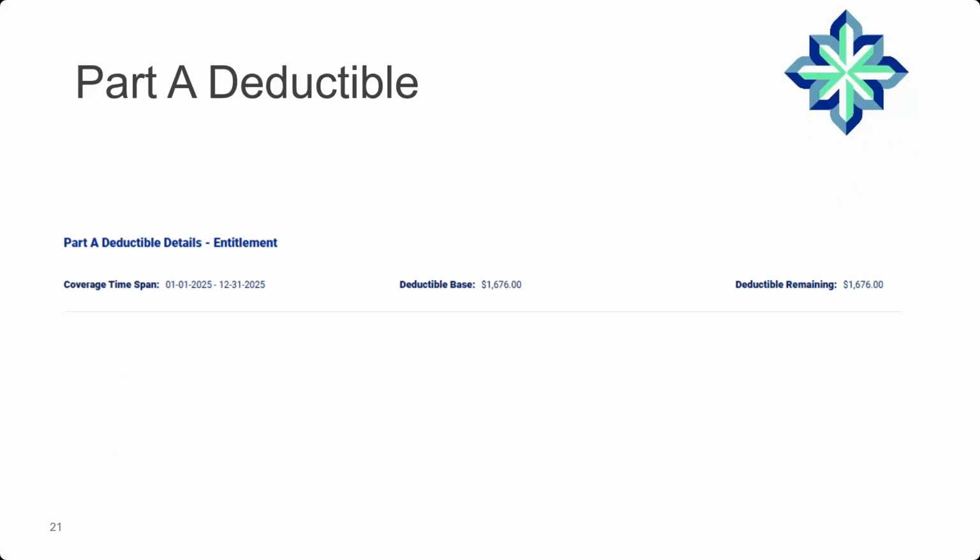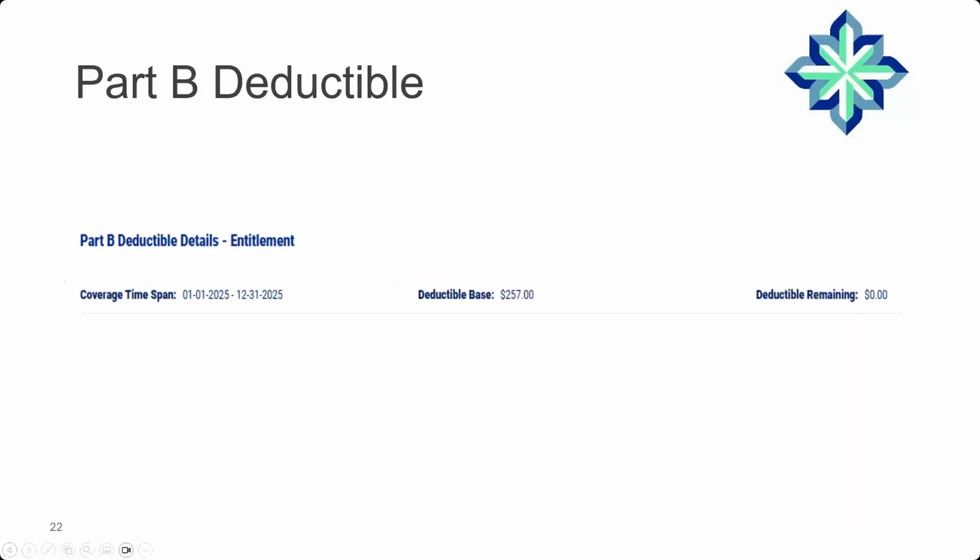Now, if the patient had any prior hospital or skilled nursing facility stays, you're also going to see that on this tab. There would be billing dates as well as the billing provider's NPI, so that would be shown below this information. The Part B deductible tab shows the coverage dates, deductible amount for the year, and then any amount that would be left to pay.